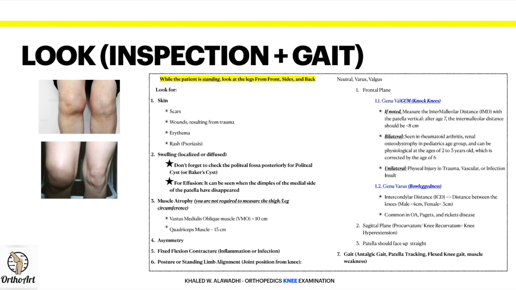In genu varus, or bow legs, you check the intercondylar distance, so the distance between the knees. In a male, it should be less than 4 centimeters. In a female, it should be less than 5 centimeters. What you see very commonly in osteoarthritis in the clinic is genu varus. Also Paget disease or Rickets disease.